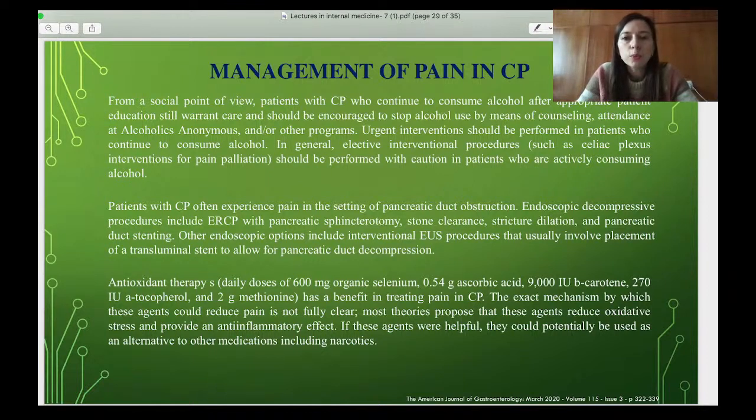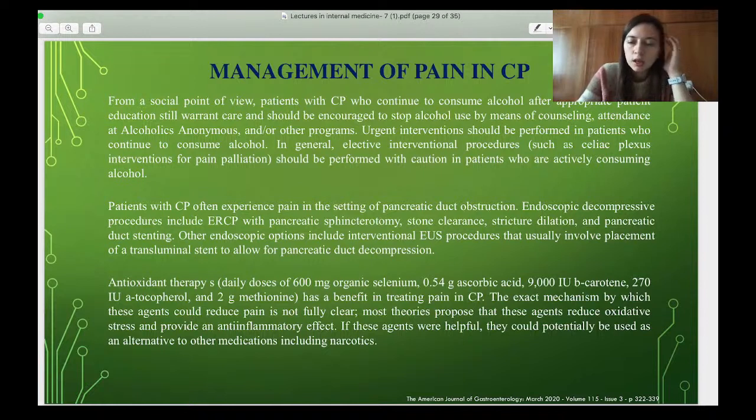Other endoscopic options include interventional procedures that usually involve placement of a transluminal stent to allow pancreatic duct decompression.